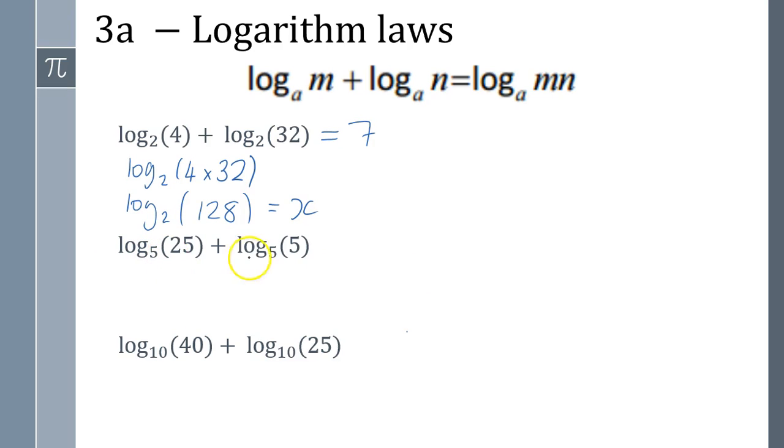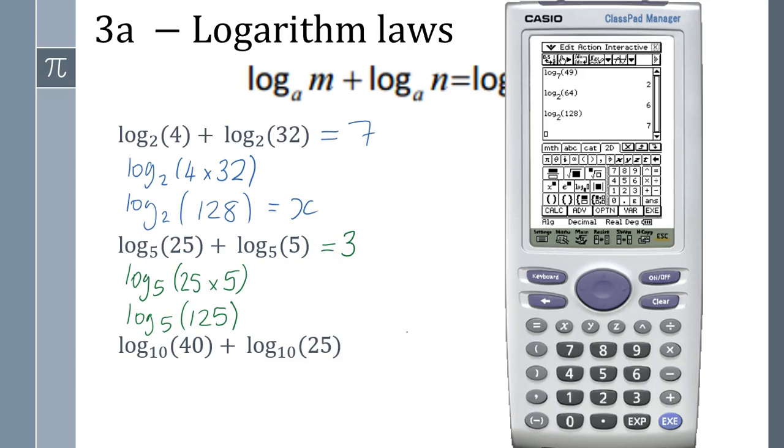We're going to check that the bases are the same, which they are. We're adding, so we're using this law here. So it'd be log base 5, 25 times 5. Therefore, log base 5, 125. Then we're going to try and figure that out. 5 to the power of 1 is 5, then 25, then 125. So 5 to the power of 3 equals 125. Therefore, this is 3. Again on the calculator, log base 5, 125 is 3.